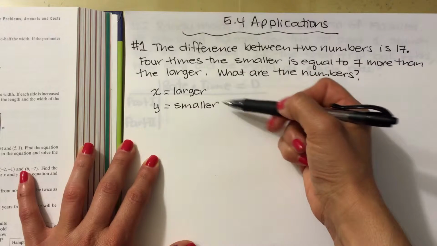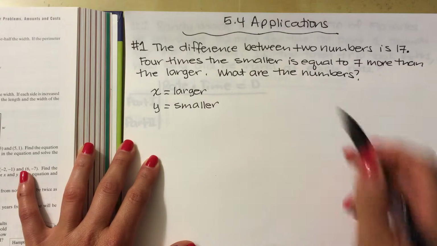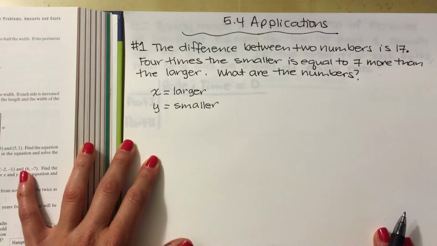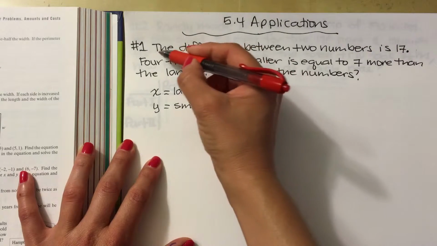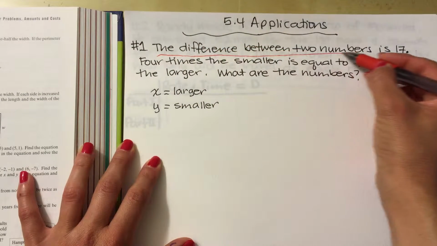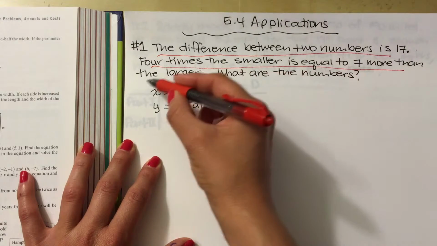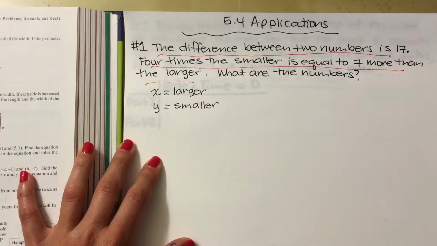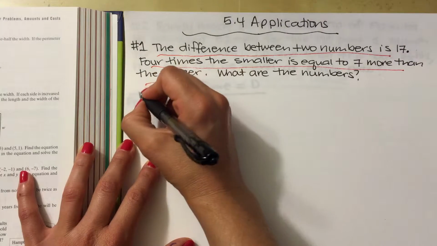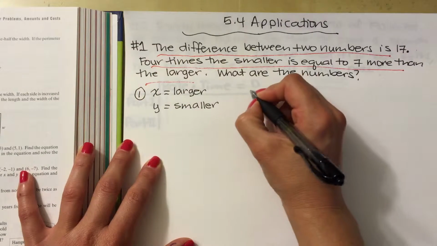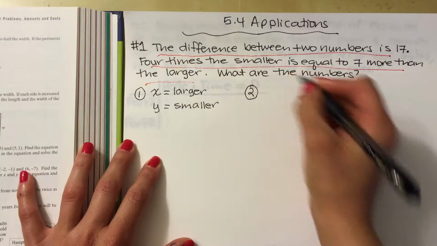Once we have our two unknowns labeled, then we write two equations. The two equations come from translating the word problem. The first sentence will give us the first equation, and the second sentence will give us the second equation. We just have to translate carefully. So we have our first step here. Our second step is write two equations.